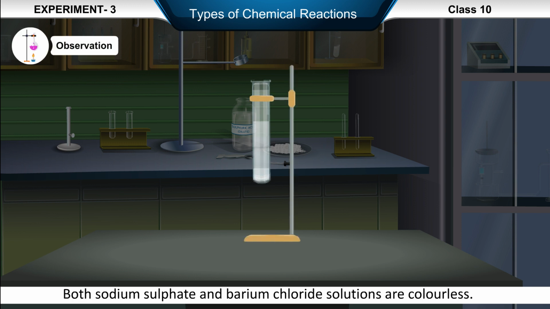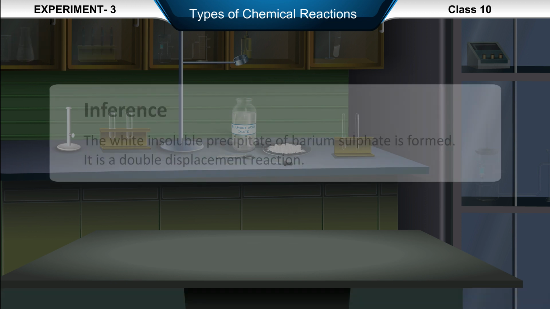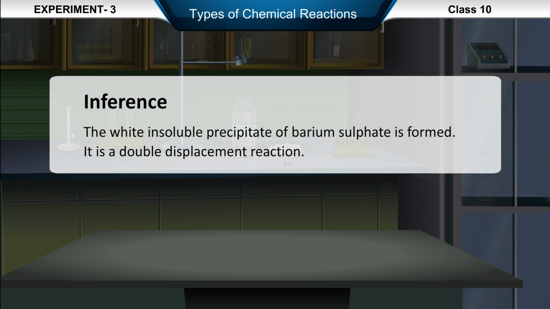Observation. Both sodium sulfate and barium chloride solutions are colorless. On mixing together, a white precipitate is formed. Inference. The white insoluble precipitate of barium sulfate is formed. It is a double displacement reaction.